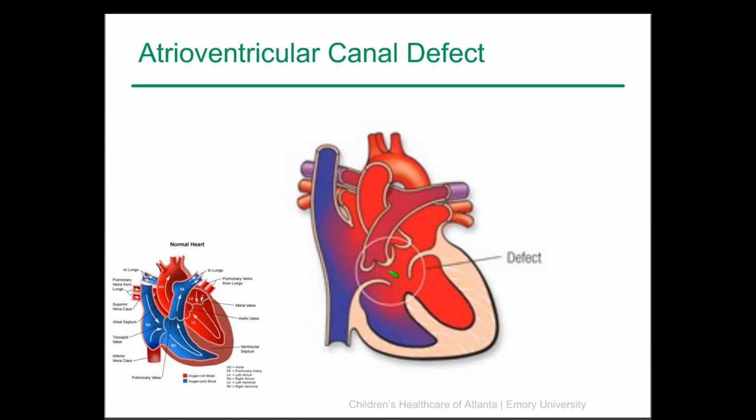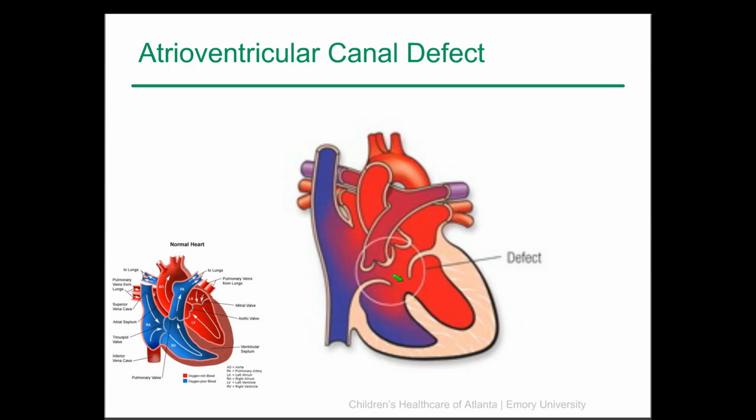So just like the persistent truncus arteriosus, we all start with one big AV canal, but for whatever reason, this does not appropriately split into two. You may also see this called one of the endocardial cushion defects. Endocardial meaning inside the heart, cushion, that's this area, defect.